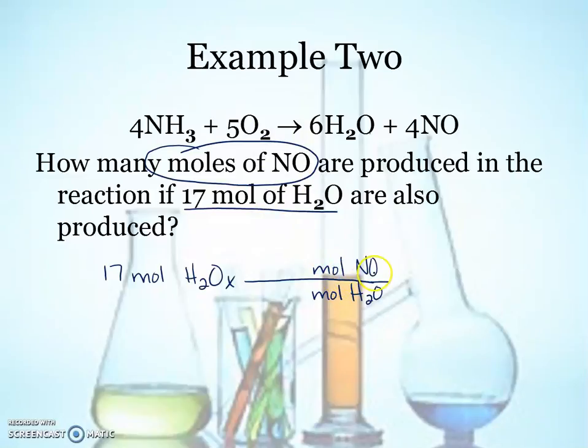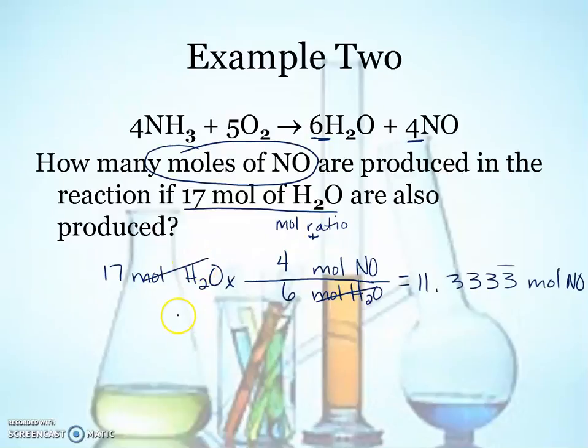Okay, moles of NO, there are 4. Mole ratio, right? Mole ratio goes here. All right, moles of H2O would be 6. So we put 6 on the bottom. So 17 times 4 divided by 6. And you should get 11.3333 repeating moles of NO, because moles of H2O cancel. Okay, how many significant figures? We want 2. So 11 moles of nitrogen monoxide.